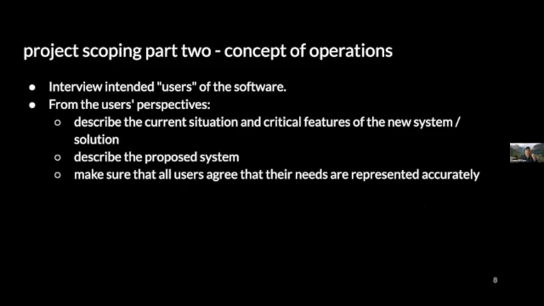Step number 2, something called a concept of operations document, in systems engineering parlance. This is a document that describes, from the user's perspective, the critical features of the system that you want to create. It's important that it's from the user's perspective, because users are not necessarily developers. They're not going to have a technical understanding of how the system works.